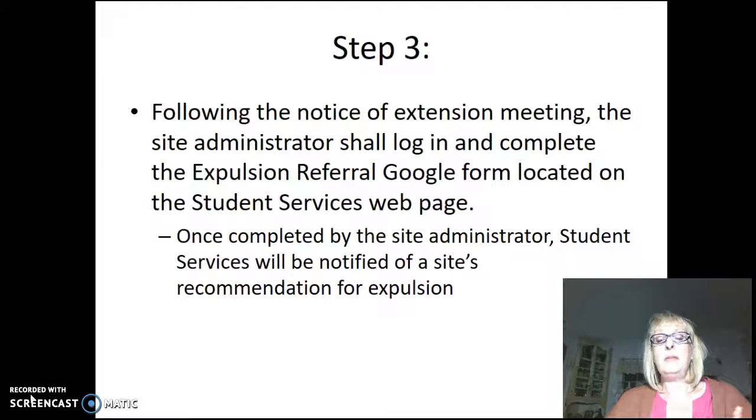The next step is, following the notice of extension meeting, the site administrator shall log in and complete the expulsion referral Google form located at the Student Services webpage.